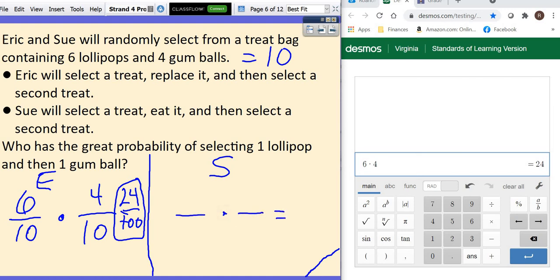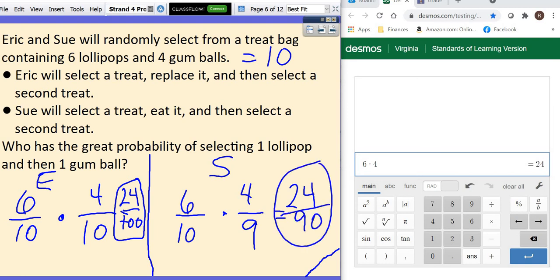I'm just going to keep going and try to figure this out. And Sue, she tries to pick a lollipop first. There are 10. She has 6 chances to get a lollipop, but then she ate it. She did not put it back. So that means there's only 9 things in there now. And now she wants a gumball. So she would have 4 chances of that. So 6 times 4 is still 24, but 10 times 9 is 90.